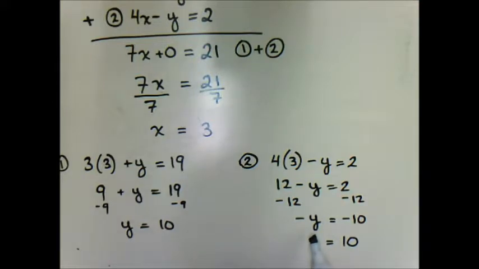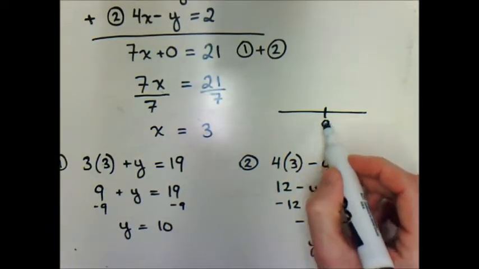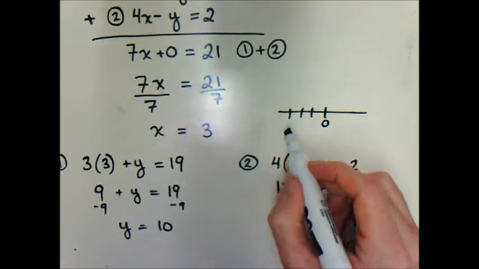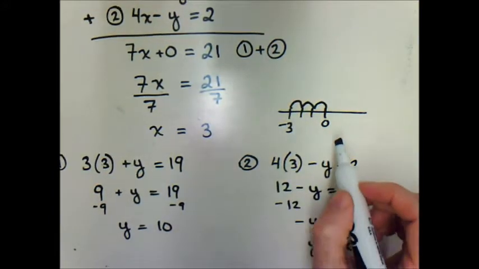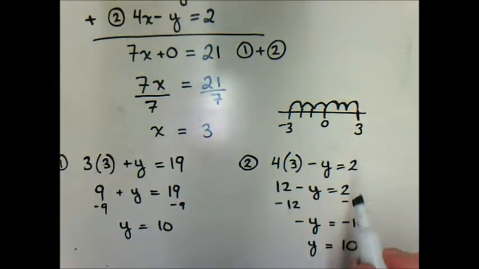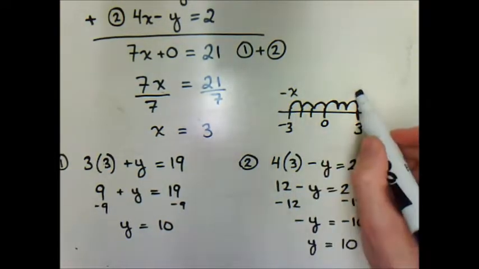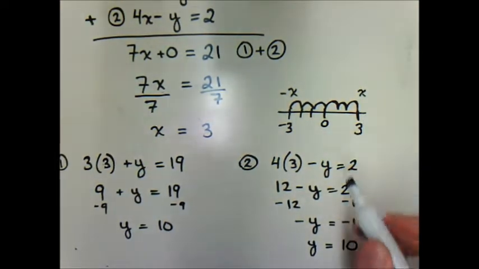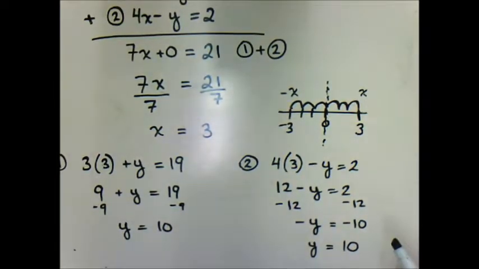So if negative y equals negative 10, then positive y must equal positive 10, right? If I have a number line, I have 0, and I go negative 3, that is 1, 2, 3 jumps, then 1, 2, 3 jumps this way must bring me to positive 3. So if negative x is this much, then positive x must be this much. They will be the same distance from 0.